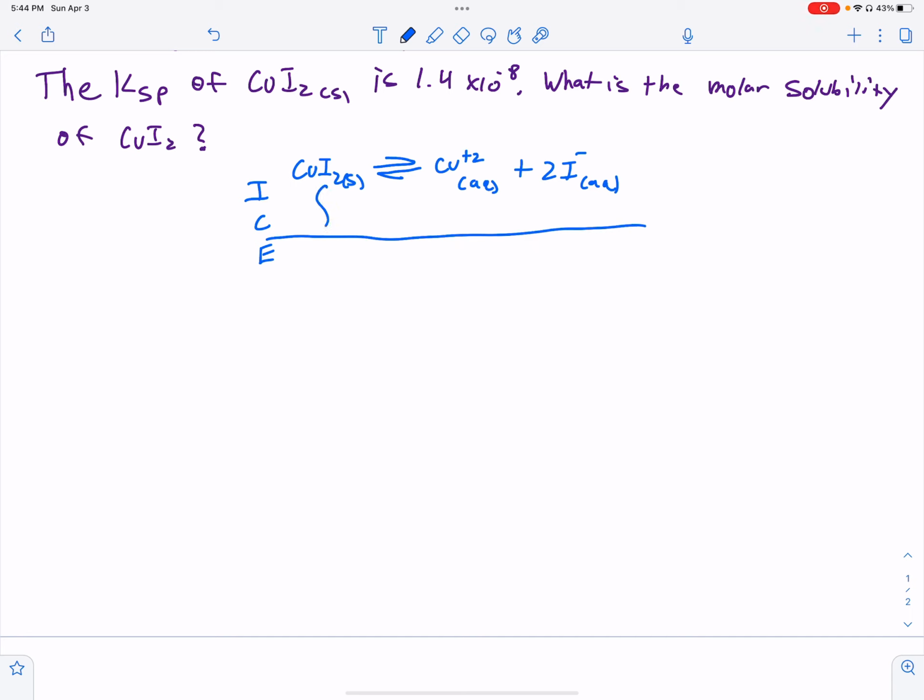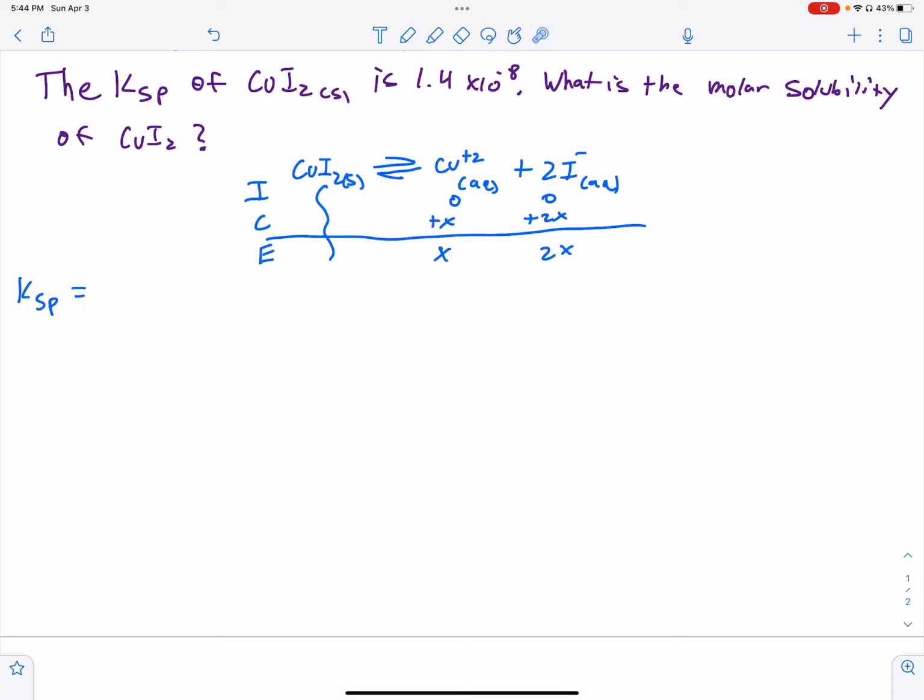So this is always going to be nothing. I'm going to start off with no product, but when the salt dissolves, I'll gain X here, and I'll gain 2X there because of the coefficient of 2. So this becomes X and 2X.